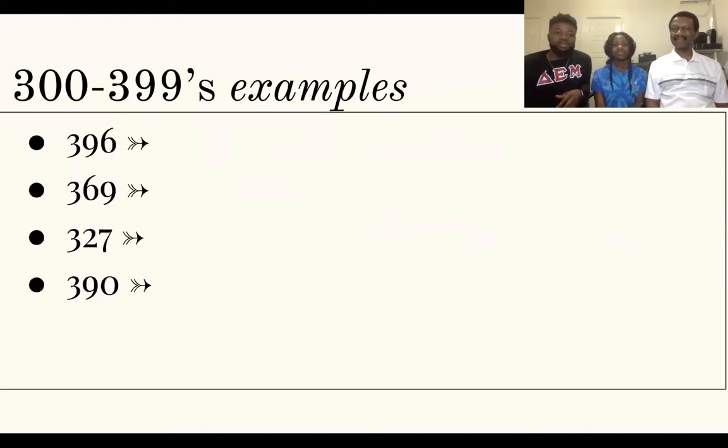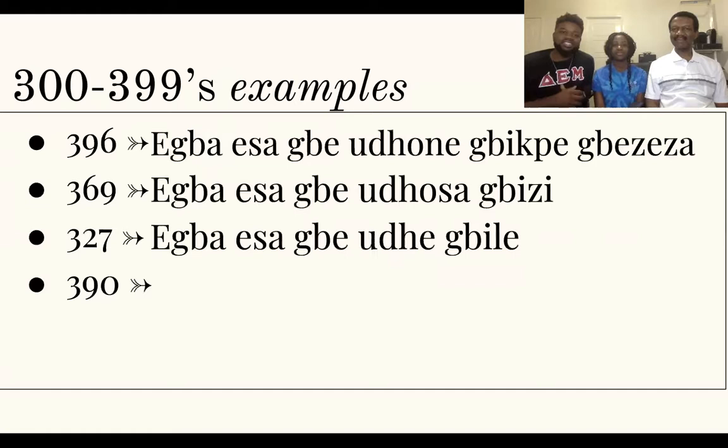And so for some examples, starting with 396 is Egba Esa Be Udone Bibi Bezeza. 369 is Egba Esa Be Udosa Bizi. 327 is Egba Esa Be Udek Bile. And lastly again, 390, we're going to give you another shot at it. So give you a few seconds and let's see what you got.